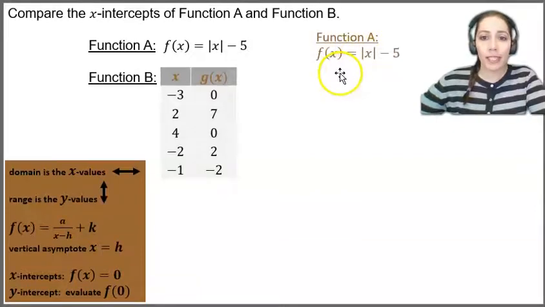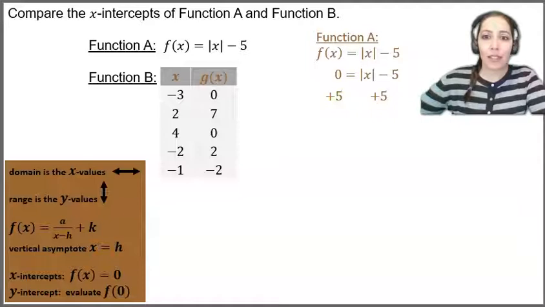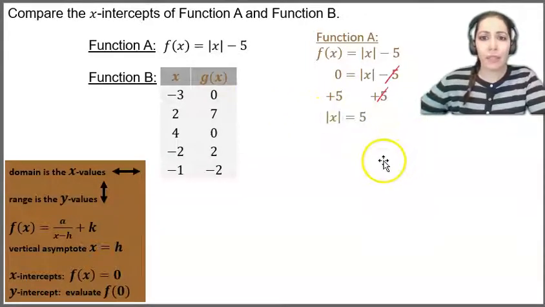So on the first one here, I have function A, f of x equals the absolute value of x minus 5. I'm just going to set my y equal to 0 because I'm looking for x-intercepts. So I have 0 equals the absolute value of x minus 5. I add 5 to both sides. The 5s will end up canceling on the right. That would leave me with the absolute value of x equals 5.